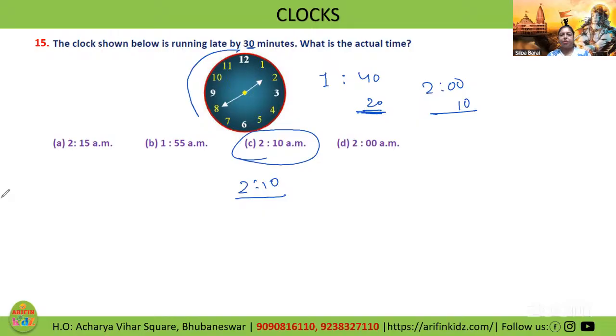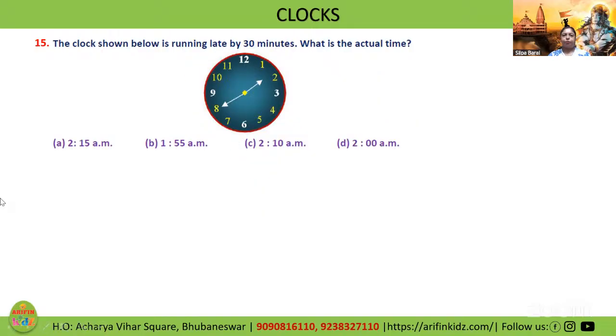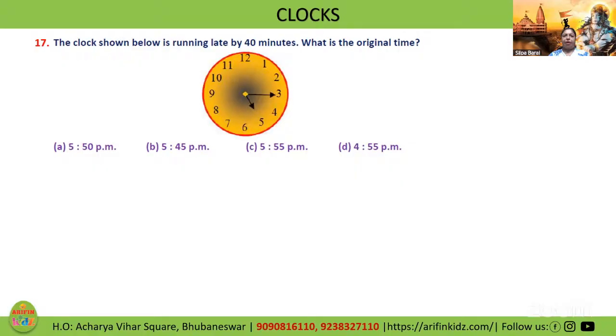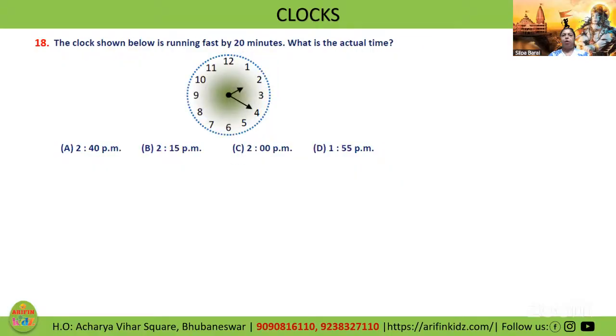So now next question. The clock shown below is running late by 20 minutes. Okay, so it is the same question. All of you see, it is a question you see. Another concept of question. Here it is the opposite one. The clock shown below is running fast by 20 minutes. Okay, so the actual time is what the clock is showing. But now you see the clock. What time is it showing now?